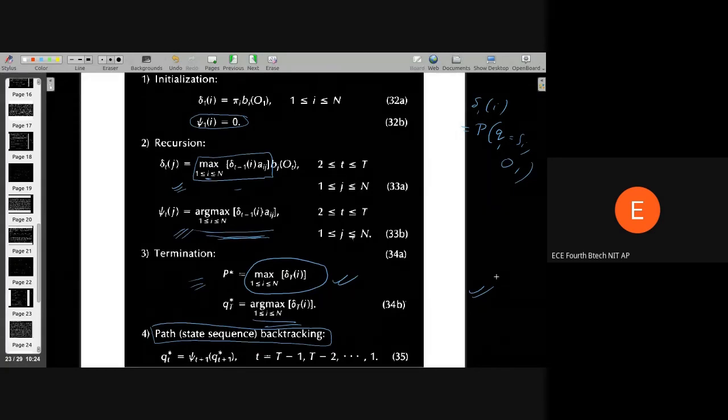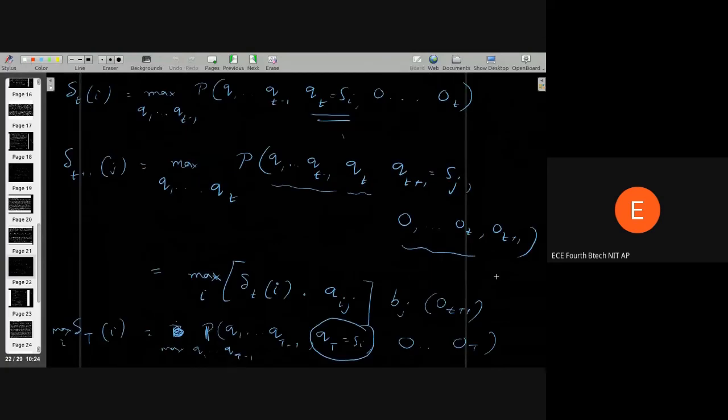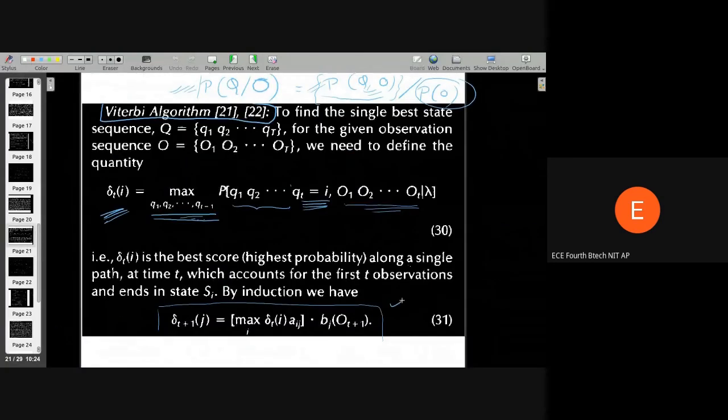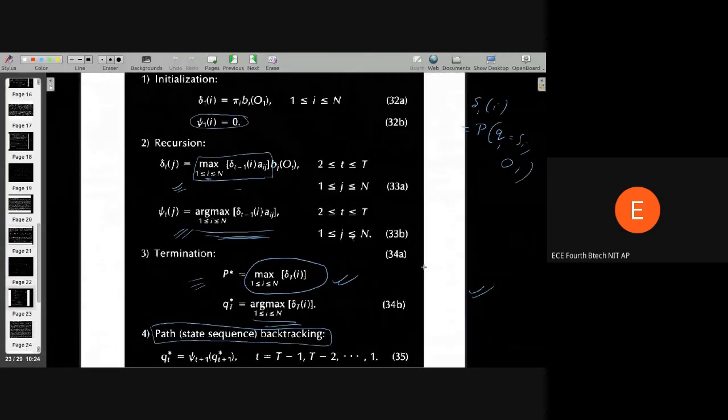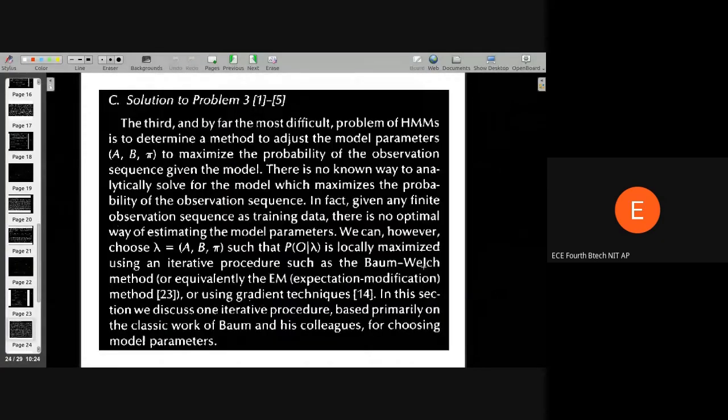So the most important part, again, in all this is figuring out this recursive formulation. So that ends problem 2: how to find out the hidden states, the best sequence of hidden states which generated my observation.